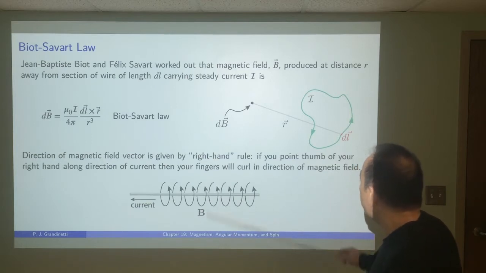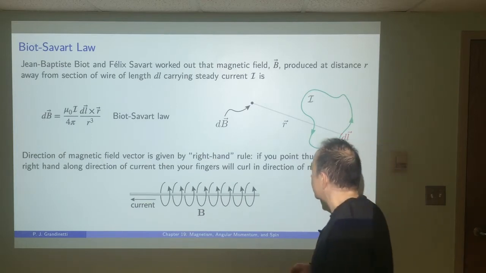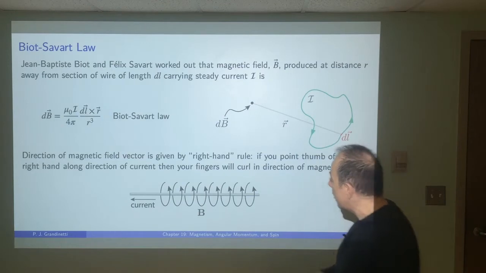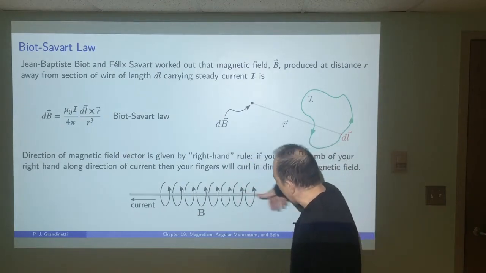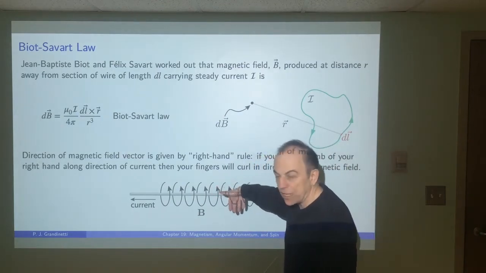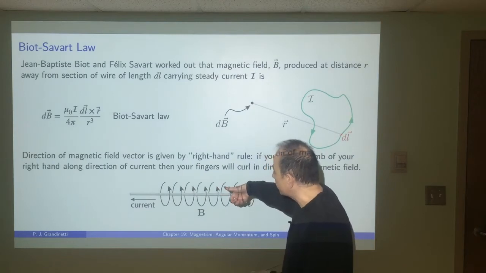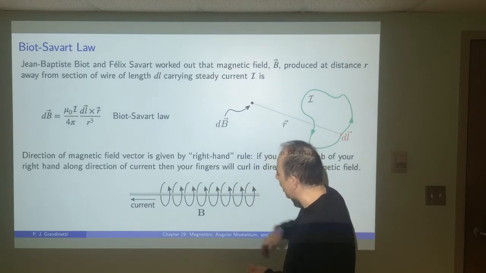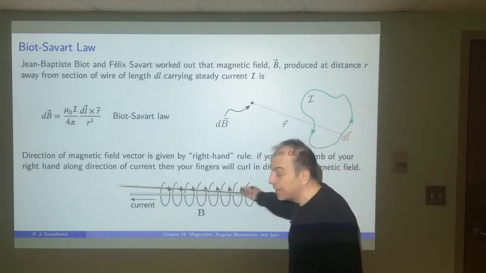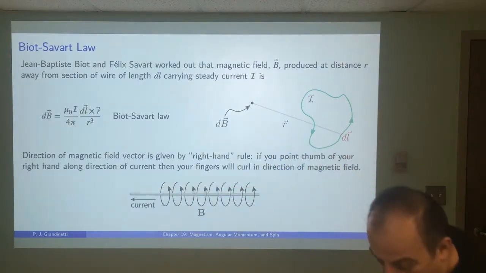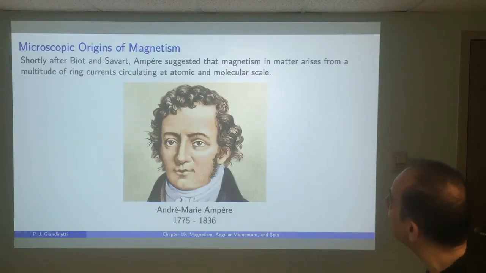Now, one of the useful tricks here is something called the right-hand rule. If you have your right hand and you place your thumb along the direction of the current, your fingers will curl in the direction of the magnetic field that's generated by the current flowing in that wire. So that's a useful thing to keep in mind.